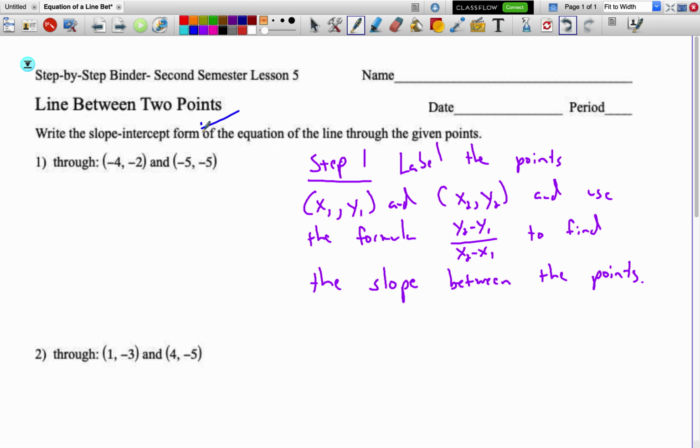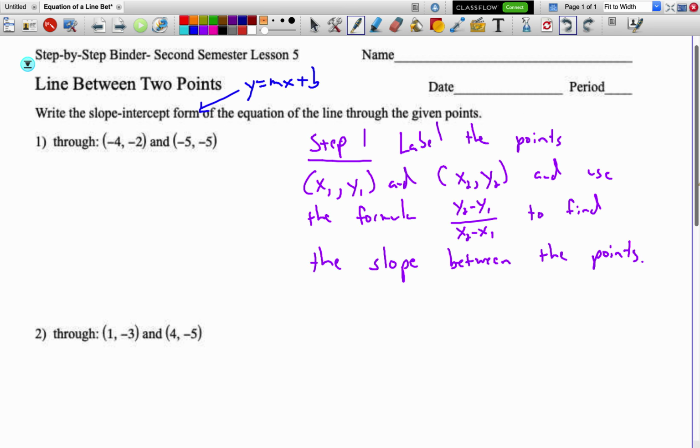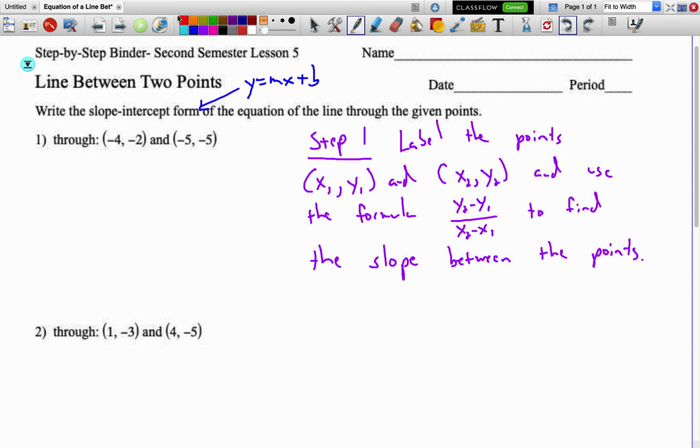All right, in slope-intercept form, which is y equals mx plus b, we need an m. We also need a b. Now when we had a picture of a graph, b was really easy to find because you could just look and see where the line crossed the y-axis. But when we only have 2 points, we're going to have to solve for that value algebraically.